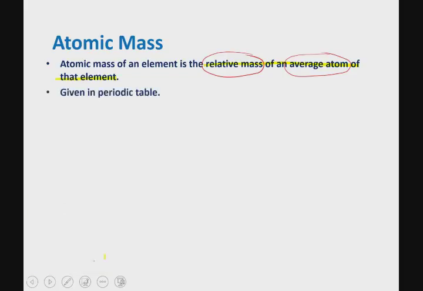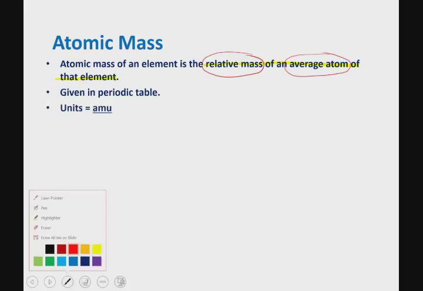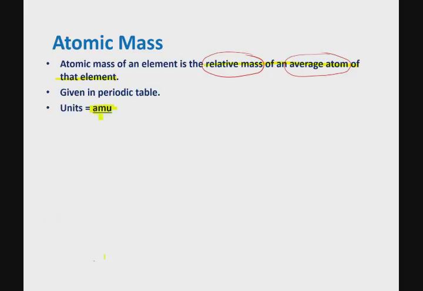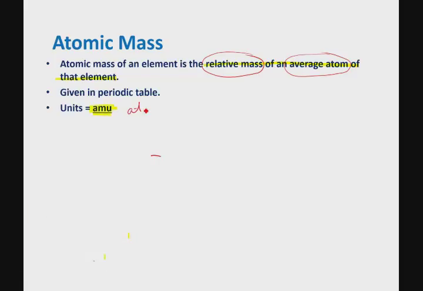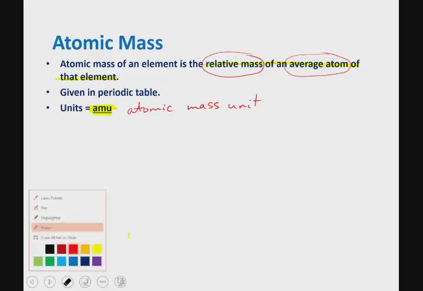It is in the periodic table, as we said, and also please remember that atomic mass does have a unit. Atomic mass is measured in units of AMU. AMU simply stands for atomic mass unit. So all atomic masses that we can read off of the periodic table are in units of AMU.